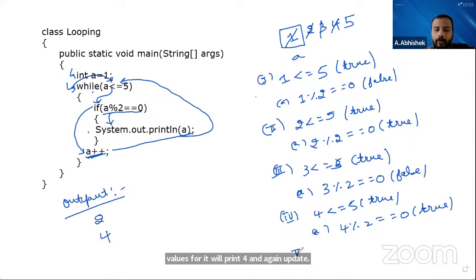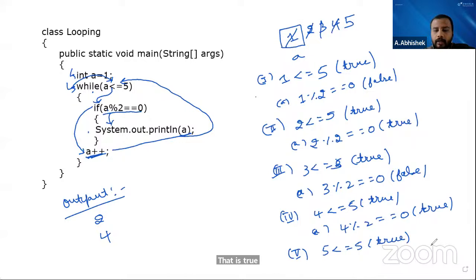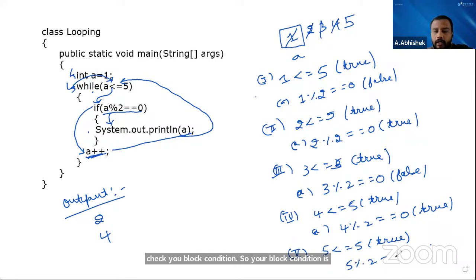So iteration number 5. So 5, check the condition. 5 is less than or equal to 5. That is true. True means enter inside while loop and again check if block condition. So if block condition is 5 modulus of 2 is equal to 0. That is false. So false means it will not enter inside if block. So directly updation. Updation means it becomes 6.